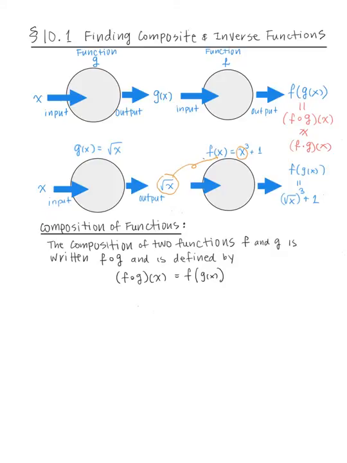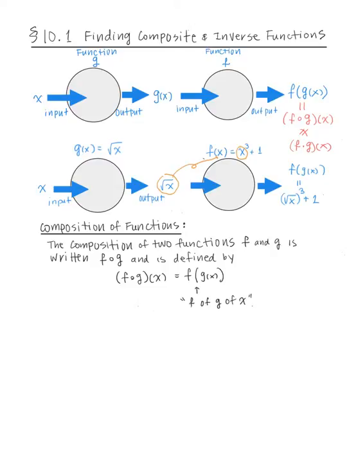Okay, so let's give a formal definition for the composition of functions. The composition of two functions, f and g, is written f circle g and is defined by f circle g of x equals f of g of x. When I just said that, it sounded exactly the same, but do you see the difference in notations? We read this as f of g of x.